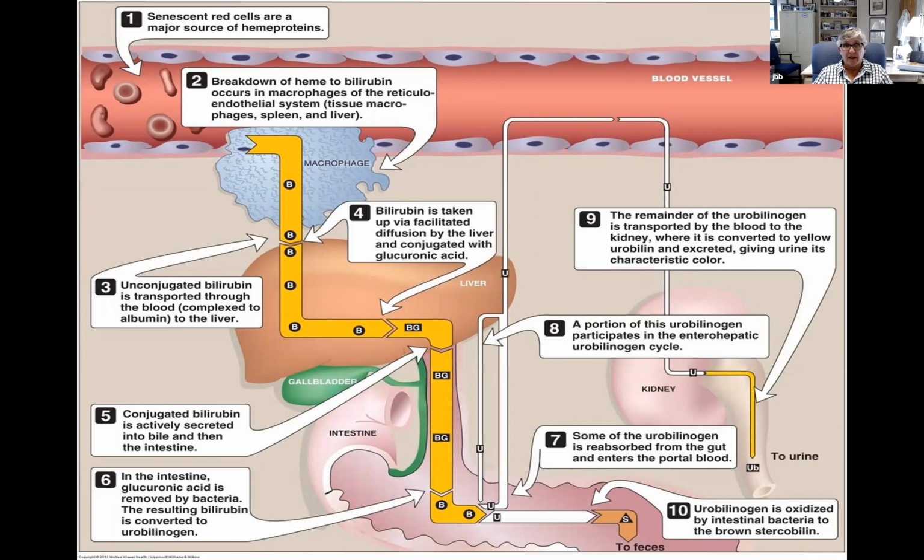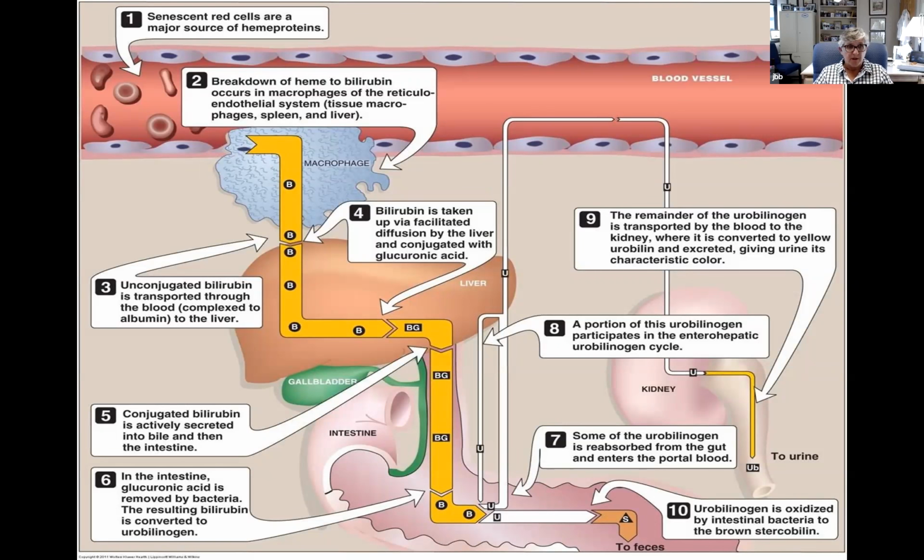So senescent red cells, or basically old red cells like me, are a major source of heme proteins. They break down the bilirubin in the macrophages and in the reticuloendothelial system. Unconjugated bilirubin is then transported through the blood, complexed to albumin, and then to the liver. The bilirubin is then taken up via facilitated diffusion by the liver and conjugated with glucuronic acid. The conjugated bilirubin is actively secreted into bile and then the intestine.